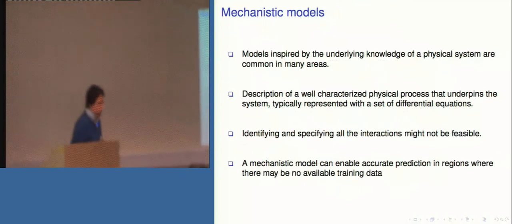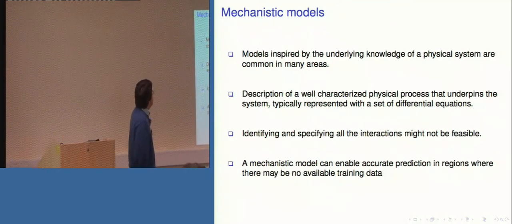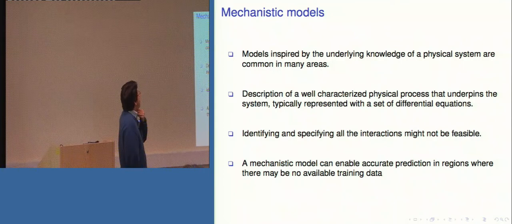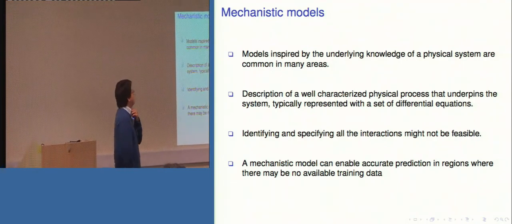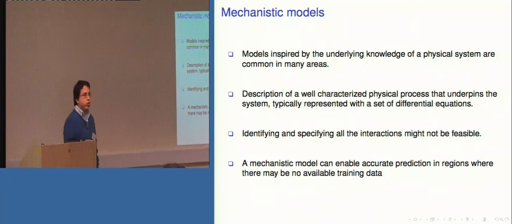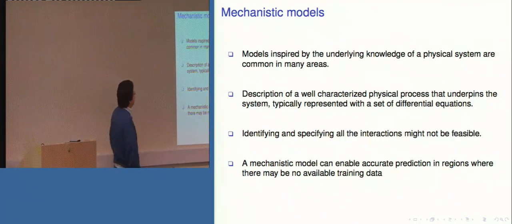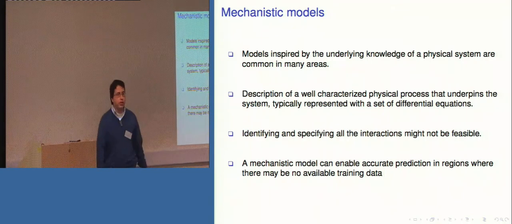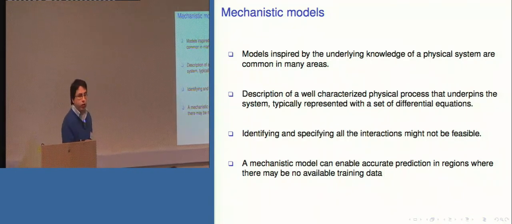The other way is using mechanistic models. These are models which are inspired by the underlying knowledge of a physical system, and they try to characterize a physical process using a set of differential equations. The problem here is that usually it's quite difficult to describe all the interactions that are going on in the system just using differential equations. But a good thing of the mechanistic models is they allow you to do extrapolation, something that you cannot do so easily using the data-driven models.